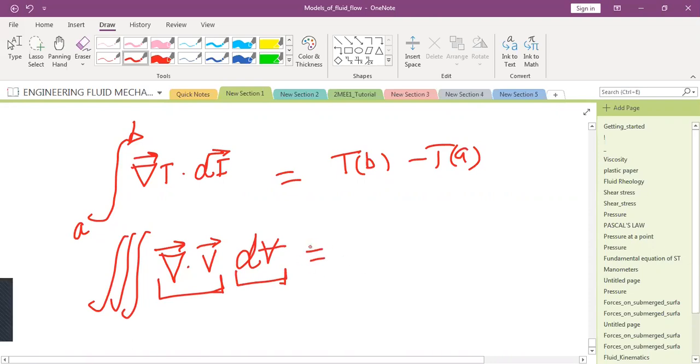Now मुझे बताइए एक वॉल्यूम का बाउंड्री क्या होती है? Sorry, what is the boundary of a volume? If there is a volume here, what is the boundary of the volume? Surface area. हाँ जी, क्लियर है?